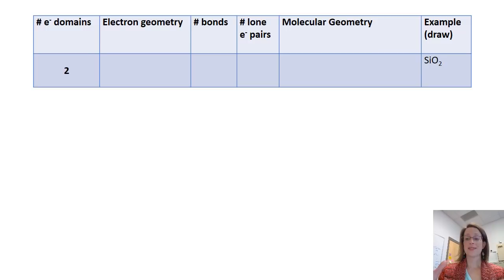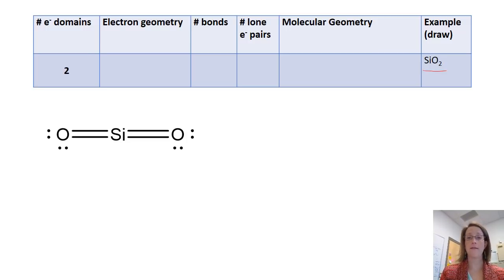We're going to start with the most simple molecules, what's called two electron domains. We will use an example. I'm not going to go through drawing the Lewis structure, so if you want to pause the video and draw the Lewis structure on your own, that's great practice. If not, that's fine. Our first example is going to be SiO2.